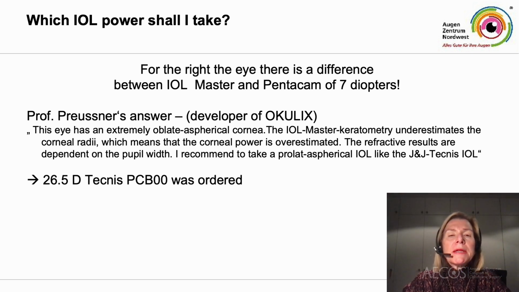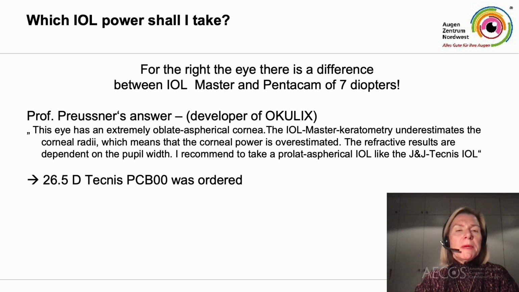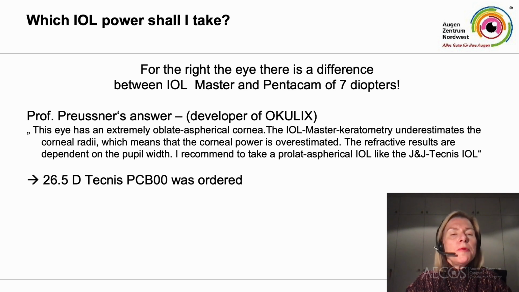The IOLMaster keratometry underestimates the normal cornea radii, which means that the corneal power is overestimated, and the refractive results are dependent on the pupil width. And he recommended that I correct the spherical aberrations with a Technis PCB lens. Therefore, I ordered a Technis lens in 26.5 diopters.